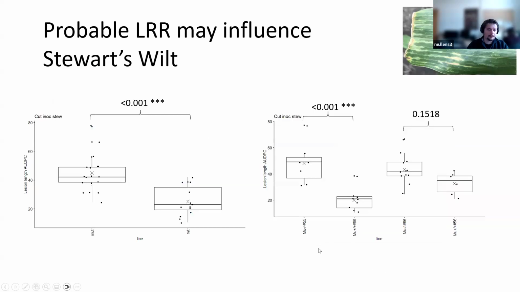I also screened a couple of these UniformMu populations with Stewart's wilt and found significant differences there as well. So maybe this candidate gene also protects or has a role in conferring resistance to other xylem-based pathogens, and might indicate that it doesn't recognize something specific to XVV, but something more general to xylem colonizing pathogens.